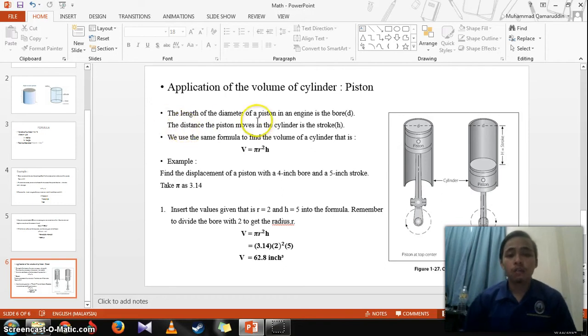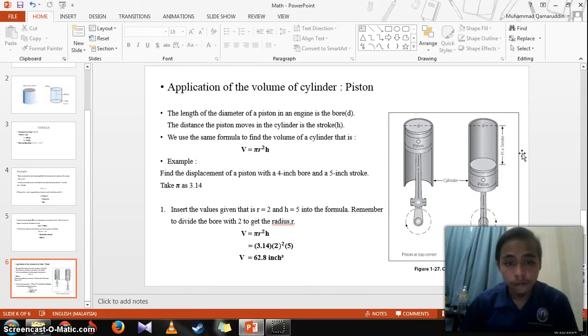The length of the diameter of a piston in an engine is the bore D. This is the bore. The distance the piston moves in the cylinder is the stroke H. This is the stroke. Bore is the same as the diameter, and stroke is the same as the height. To get the piston displacement, we use the same formula as the volume of a cylinder, that is V equals pi r square H.